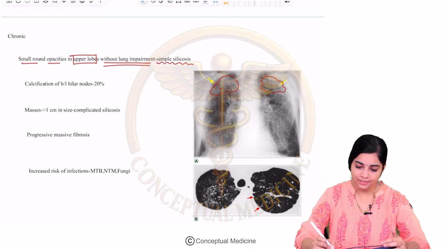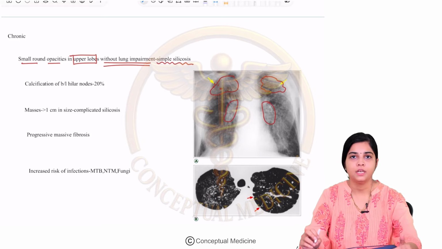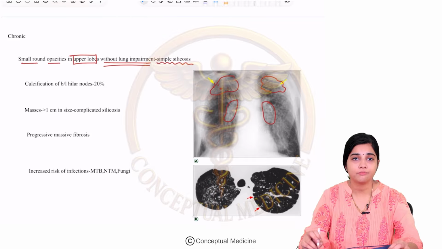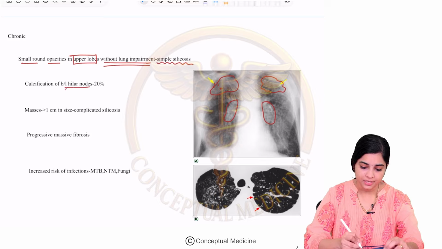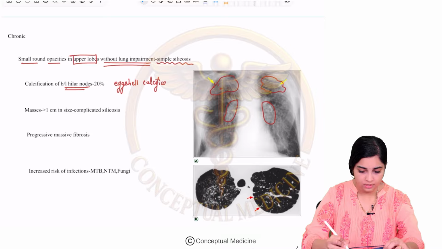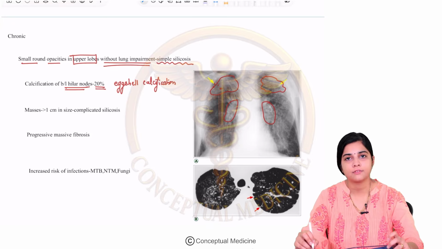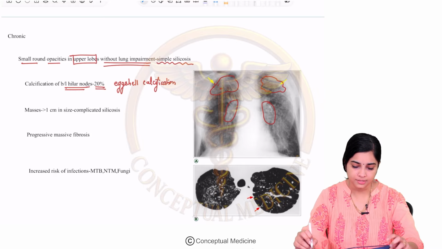Also, you can have calcification of the bilateral hilar lymph nodes, and this is what we call eggshell calcification. This is seen in up to 20% of individuals. You can have eggshell calcification of the bilateral hilar lymph nodes.